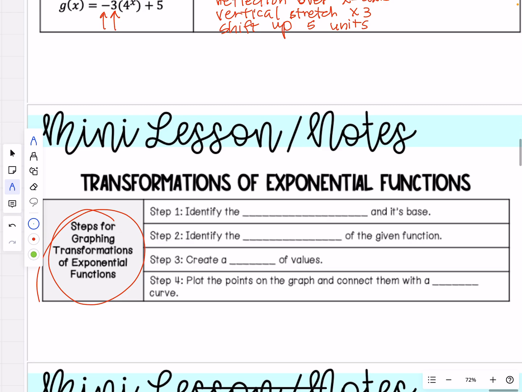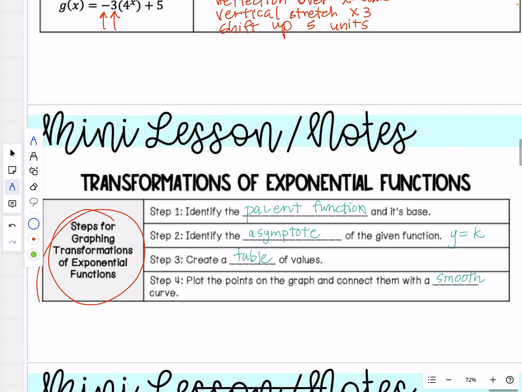Let's first, in this case, identify the parent function and the base of that parent function. The base is going to be the multiplier, what we multiply by every time, the b value, right? The second thing is we're going to identify the asymptote. We're going to sketch that asymptote of the given function. And the asymptote is going to be y equals k. What do we add or subtract on the end? And then we're going to create a table of values. And we're going to plot the points and connect them with a smooth curve.